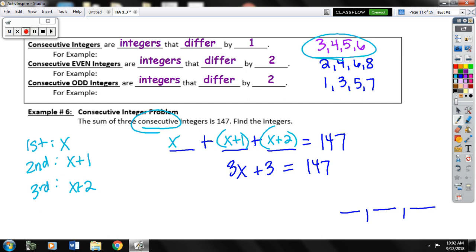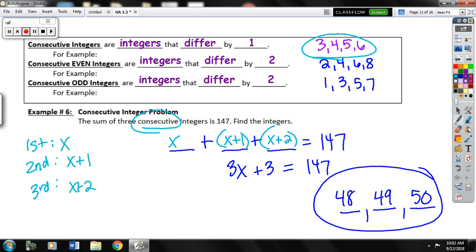All right, Matthew, what'd you get? 48, 49, 50. You got it. 3x equals 144. Divide 3 into 144, and we do get 48. To get the other numbers, you just have one more and one more than that. And you can always check that by adding those back to make sure you get 147.